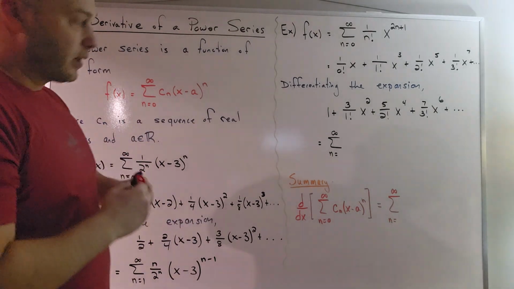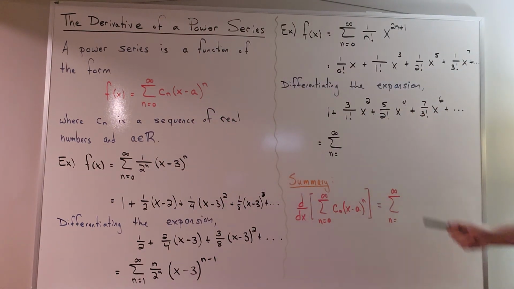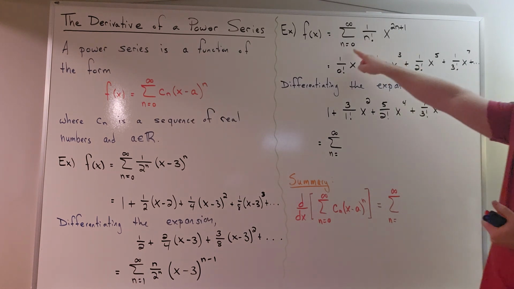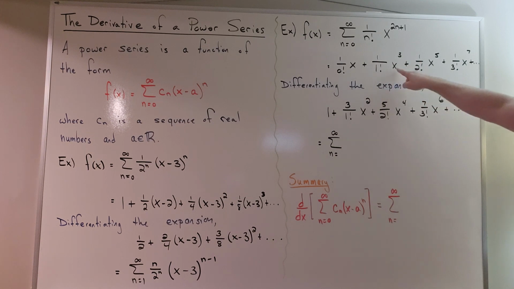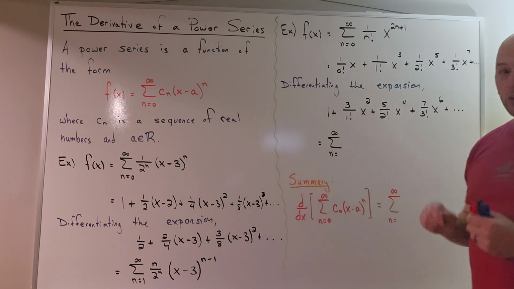Next example, let's take a look at 1 over n factorial, x to the 2n plus 1. If I write out the first 1, 2, 3, 4 terms again, n is 0, 1 over 0 factorial, x to the first, 1 over 1 factorial, x to the third, so on and so forth. As a quick reminder, 0 factorial is defined to be 1. So I'm not dividing by 0 here. Remember, 0 factorial is 1.